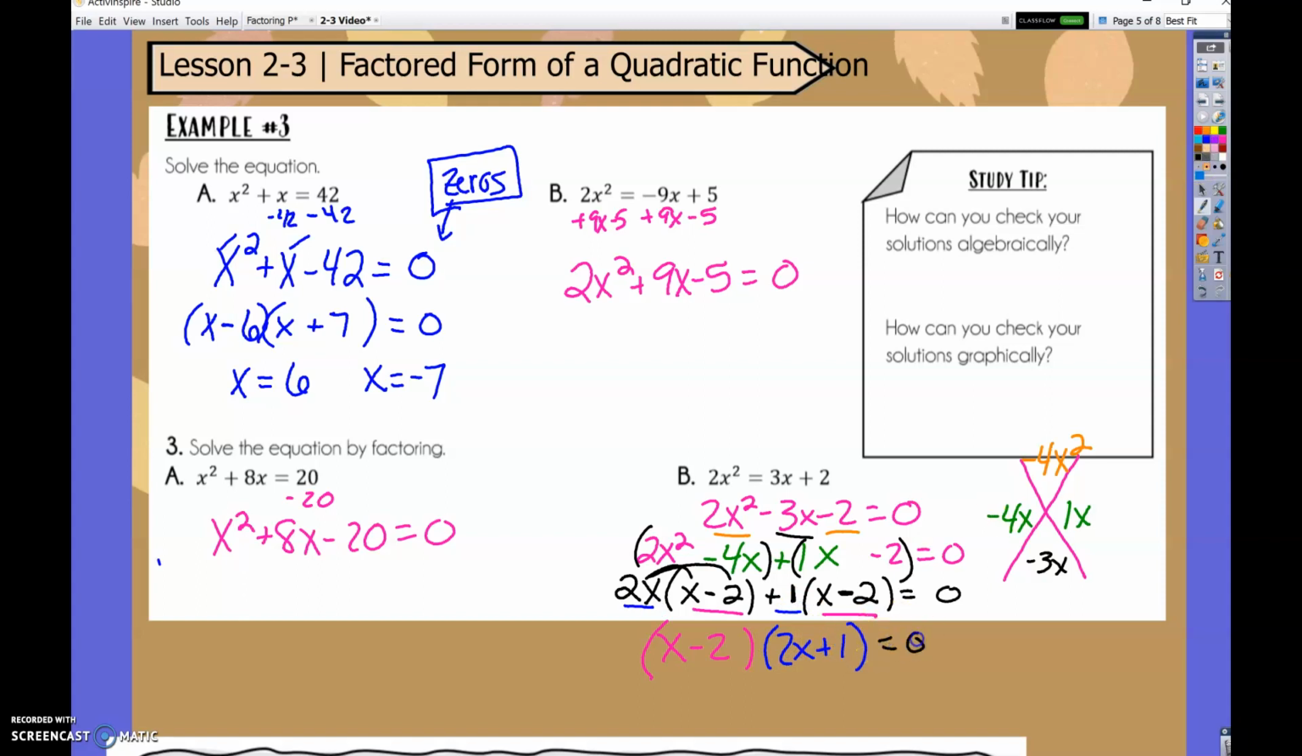The tricky part is you get done factoring and you're still not quite done. So I need to be thinking, what will make these each factor be 0? So x minus 2. I'm going to do this one by hand. If I put 2 in, 2 minus 2 would be 0.